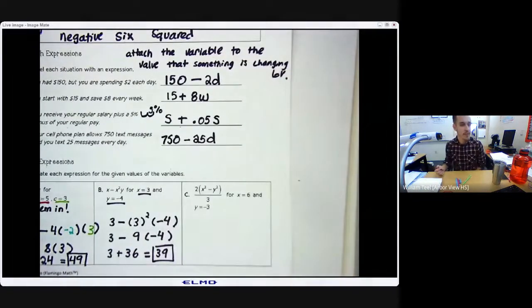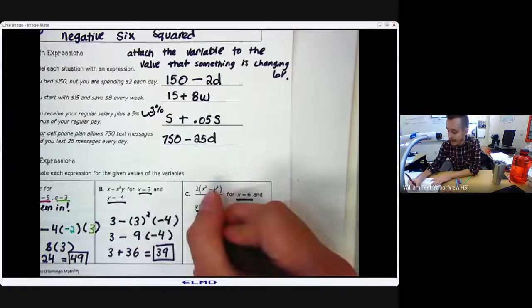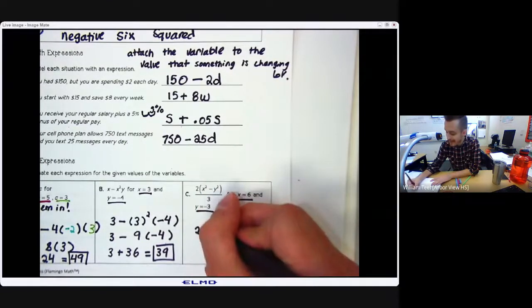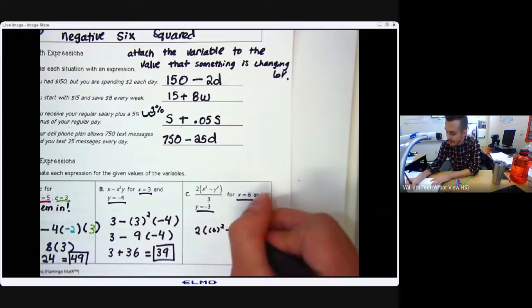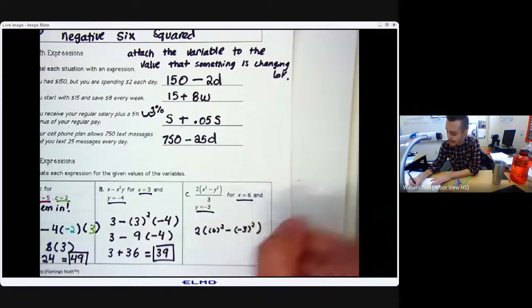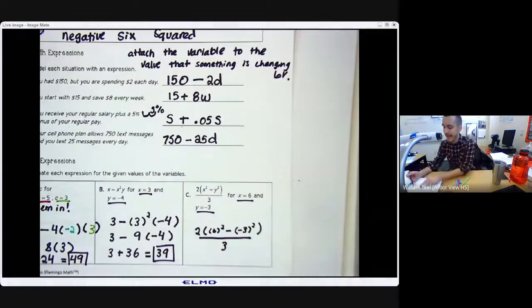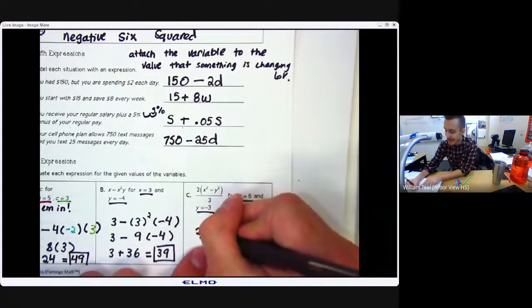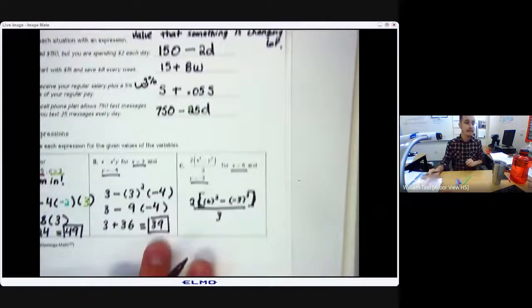2 times x squared minus y squared divided by 3. I'm going to plug in x equals 6 and y equals negative 3. I have 2 times x squared, so that's going to be 2 times 6 squared, minus y squared, so negative 3 squared, divided by 3. Now we have to be careful here because obviously we have parentheses within parentheses. What might be a little bit neater, if you want to change these parentheses into brackets, just so you can keep everything straight, that might be a good idea.